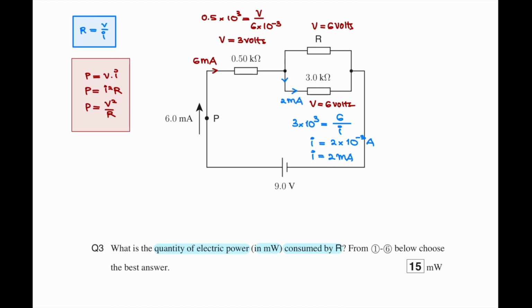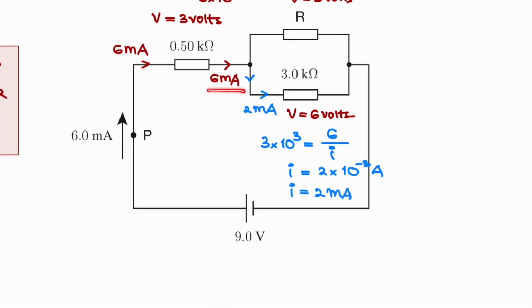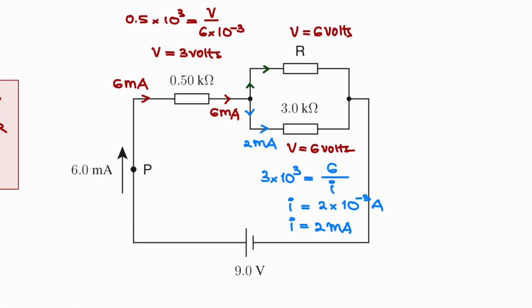And then if you see, the total current is 6. So this is 6 milliampere. And then 2 milliampere goes to this resistor. That means the rest, 6 minus 2 is 4. 4 milliampere goes through the upper branch.